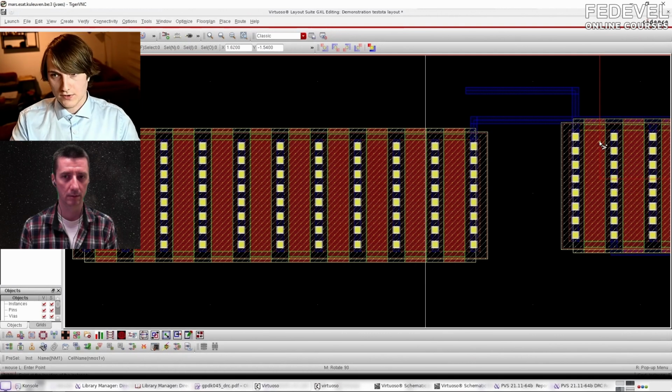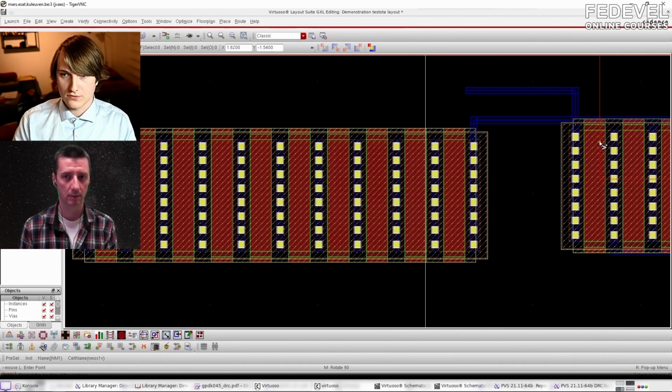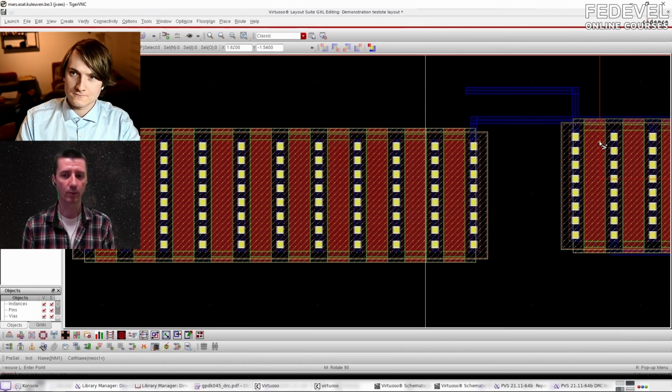You upload this to a file server of the foundry, because these are huge files. Sometimes they can be up to hundreds of gigabytes for very large digital designs. And then they manufacture this for you, and then they send back silicon, or they send it to your packaging house, who will then package it according to your specifications, and then you measure it and verify that it works.